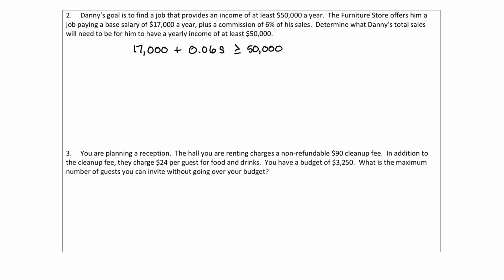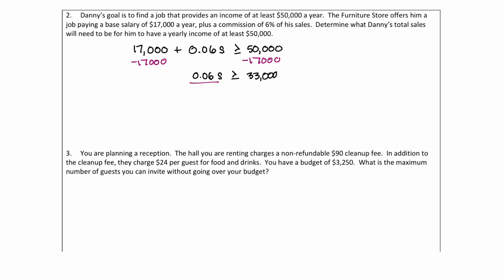Let's go ahead and solve this one. Subtract 17,000 from both sides. So we have 0.06s. Make certain your s does not look like your 5. If I make my 5, then my s is fast. That's what they both look like. Not helpful, right? So make them obviously different. So then we equals 33,000.